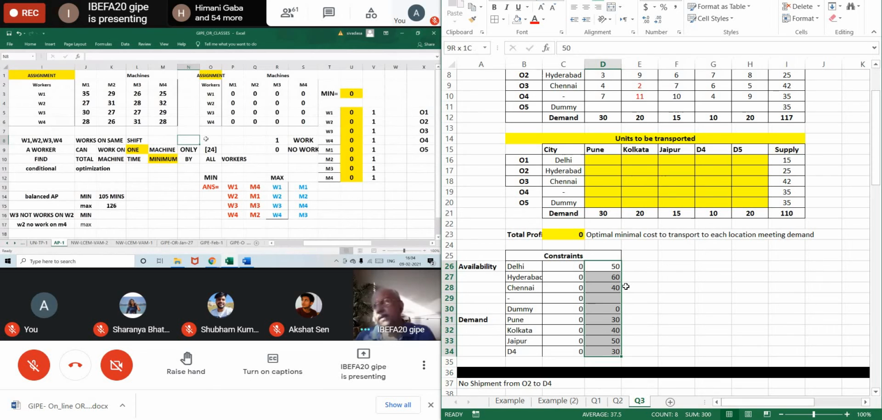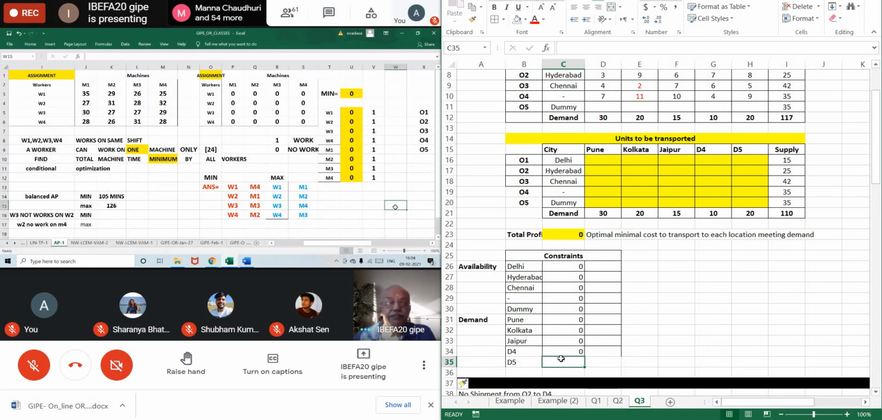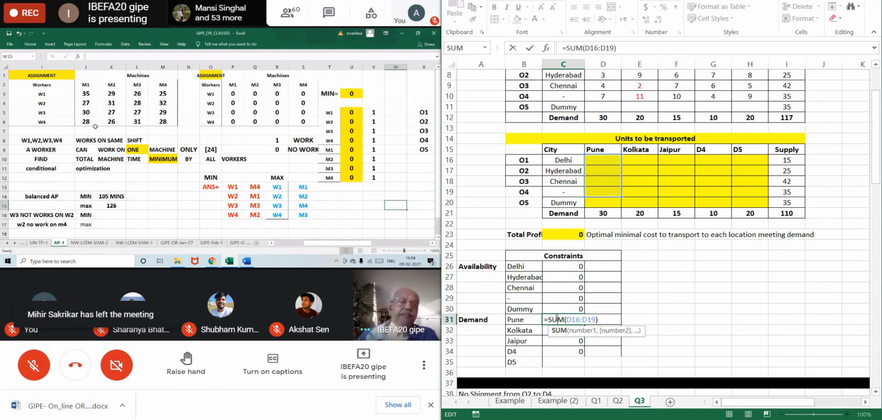Find which machine to be given to worker 1, which other machine will be given to worker 2, which other machine will be given to worker 3 and worker 4, so that total completion time is minimum.